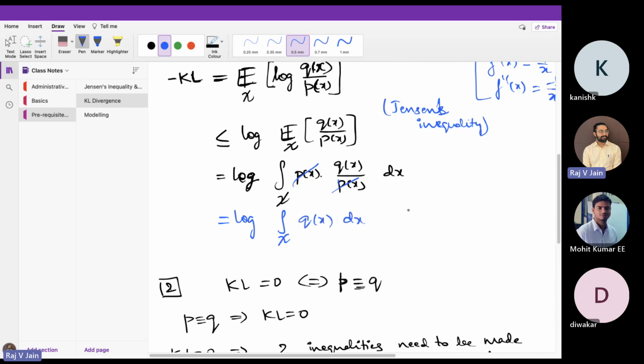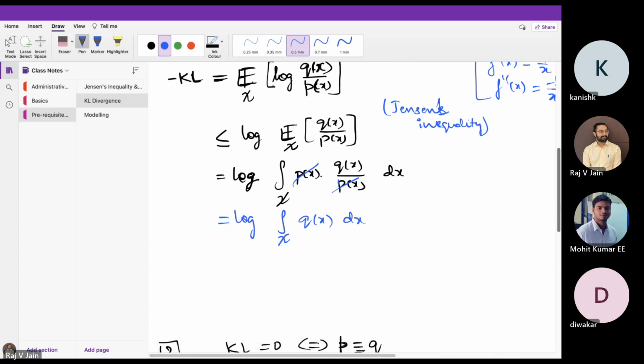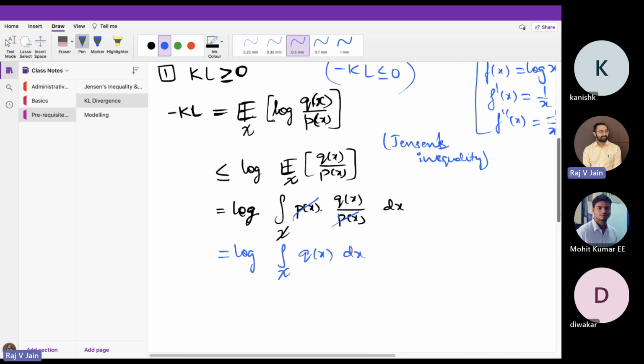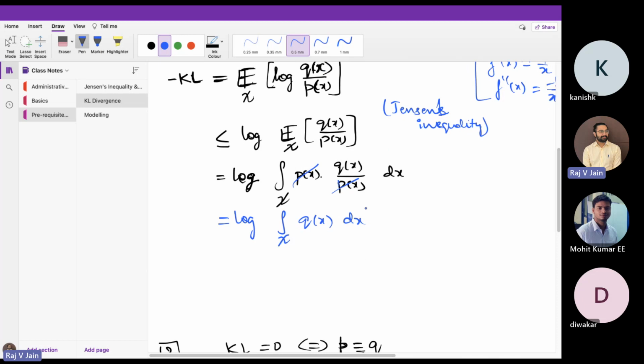So how do I proceed? Any thoughts? See, if KL is greater than or equal to 0, what do I need to prove? I need to prove that minus KL is less than or equal to 0. I already got less than or equal to. I just need a 0 somewhere. Any thoughts on how to move forward from here?